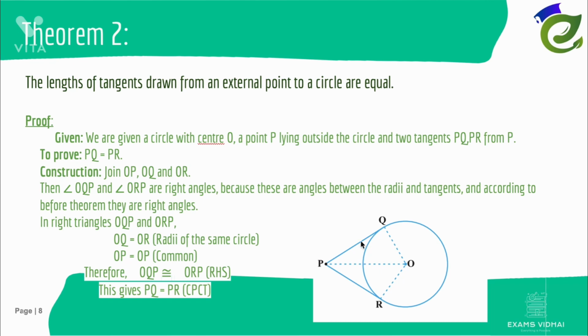We are given a circle with center O and there is a point P lying outside the circle from where two tangents are drawn to the circle at Q and R. We have to prove that PQ is equal to PR.